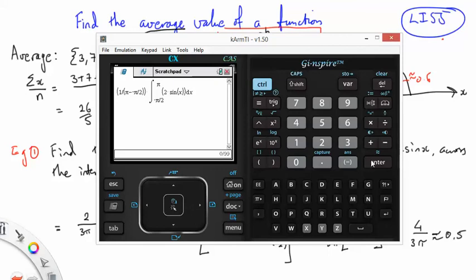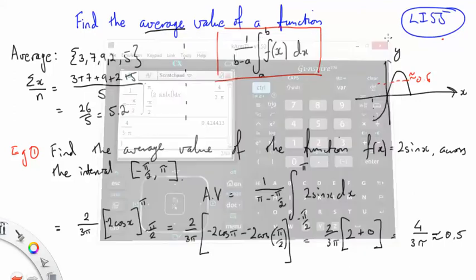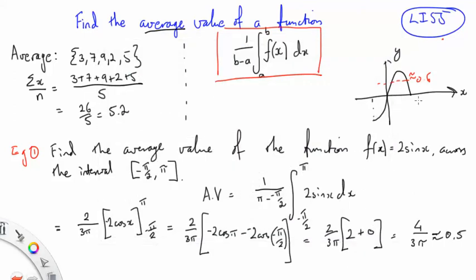Okay, let's see how we go. 4 on 3 pi. Excellent. We've got the correct answer there. Let's check if my approximation was close enough. 0.42. Okay, so I was a little off, but you see how to get an average value there. So you can approximate as a sanity check to see if you're in the right ballpark, and it's really a ballpark figure. And then you can get your exact answer there.